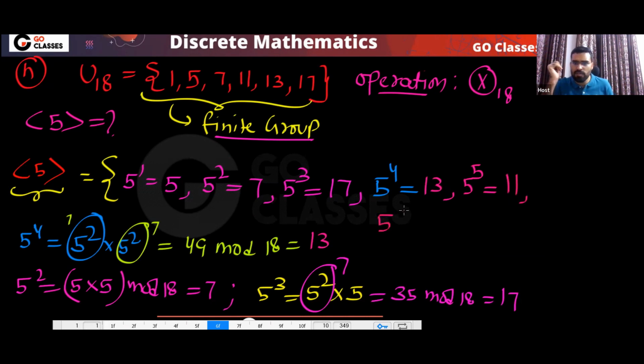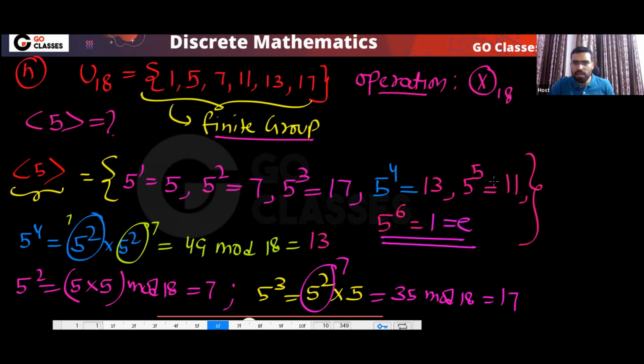Okay, and what is 5 power 6? 5 power 6 means 11 multiplied by 5. So this will be 1, and this is your identity element. So here you can stop. At this point, you can stop.